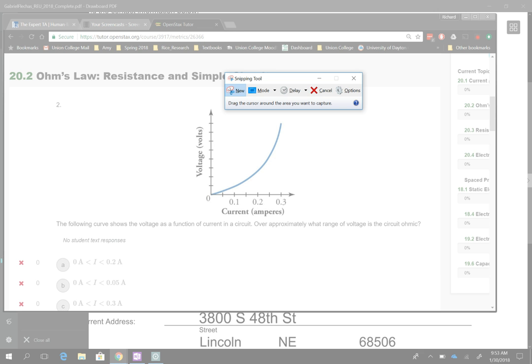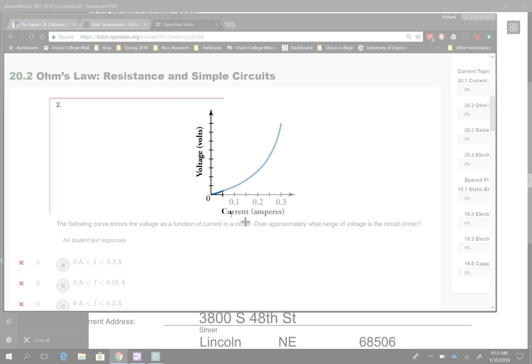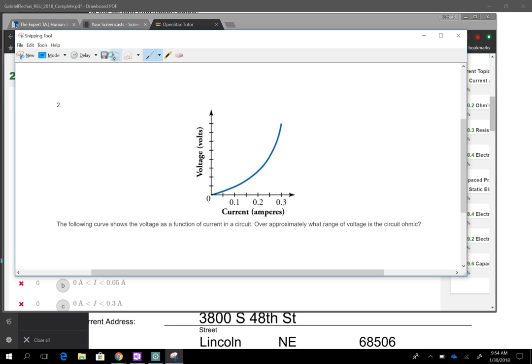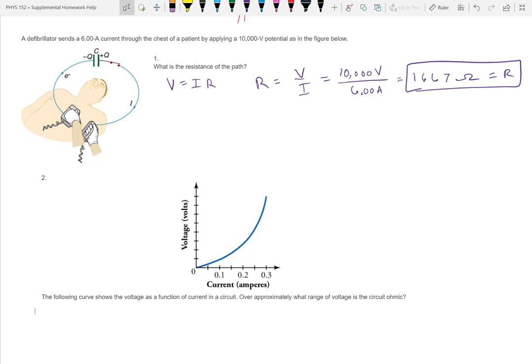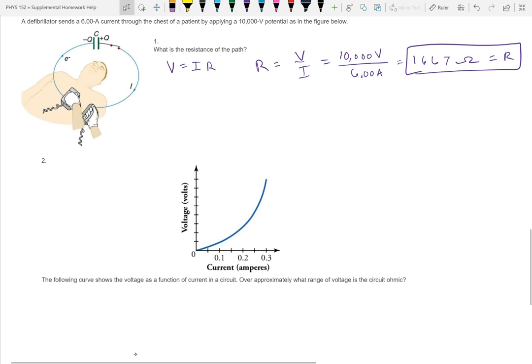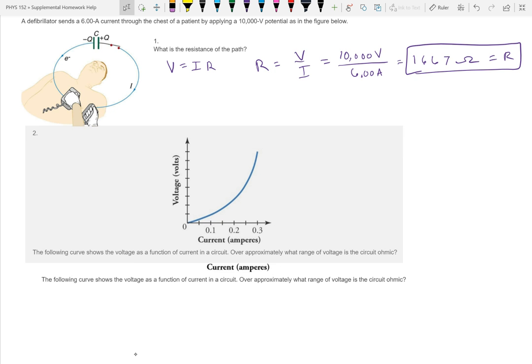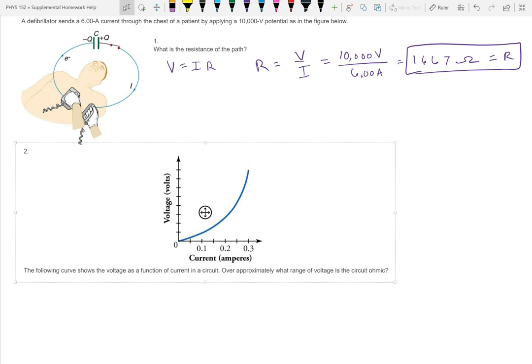The following curve shows the voltage as a function of current in a circuit. Over approximately what range of voltage is the circuit ohmic? Yeah, remember I just used that word? Okay, so how do you answer? What does it mean to be ohmic? To have the same relationship as Ohm's law.